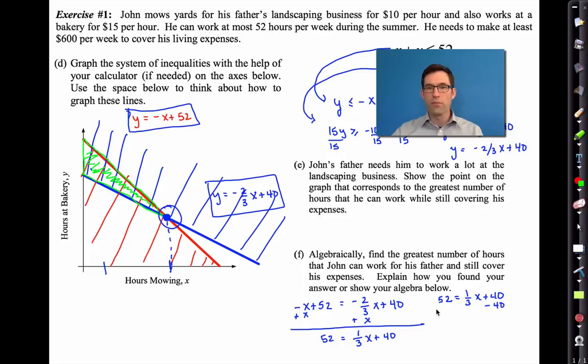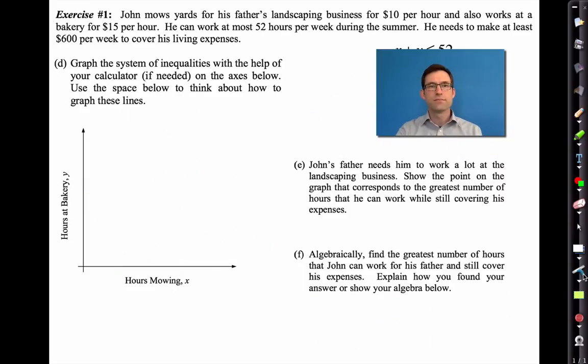I can now subtract 40 from both sides, and I'll get 12 equals 1/3 x. So I could multiply both sides by 3. Sorry about the tight space. And I find that the most that John can possibly mow is 36 hours. So if he mows any more than 36 hours, then he cannot make enough money in order to satisfy that condition of making $600. I'm going to get rid of that. Copy down anything you need to.